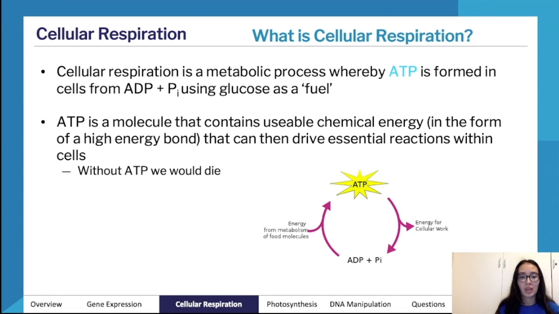It's very annoying. Okay, so cellular respiration is a metabolic process whereby ATP is formed in cells from ADP and inorganic phosphate, and it uses glucose as a fuel. ATP is a molecule that contains usable chemical energy in the form of a high energy bond, which can then drive reactions within cells. And they've got this dramatic statement: without ATP, we would die.